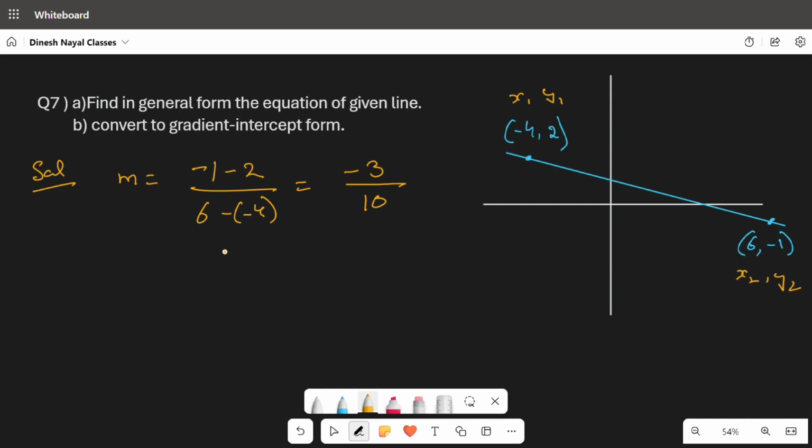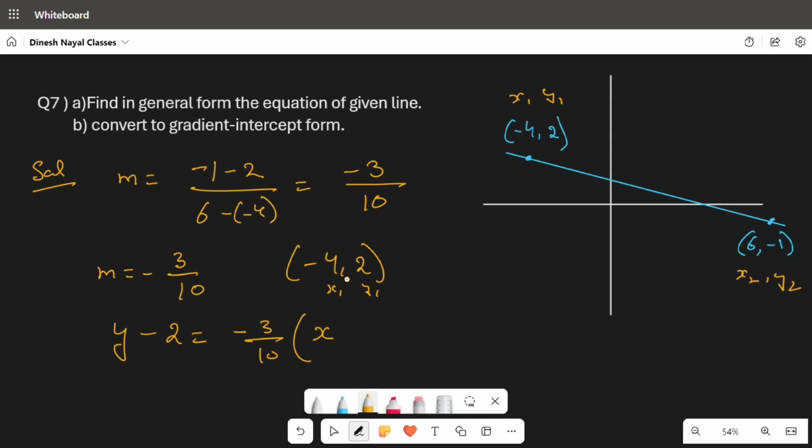Okay, now we can use the slope. The slope is given and a point is given, the point through which it passes, take (-4, 2). So we use the formula for the point gradient form, y minus y1 equals m times x minus x1. So y minus 2 equals minus 3 by 10 of x minus of minus 4, that is x plus 4.